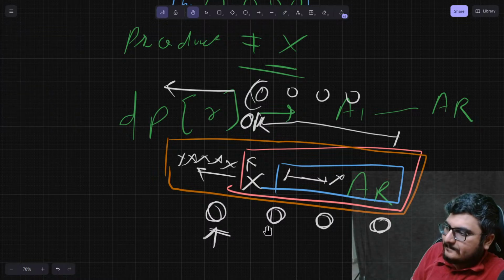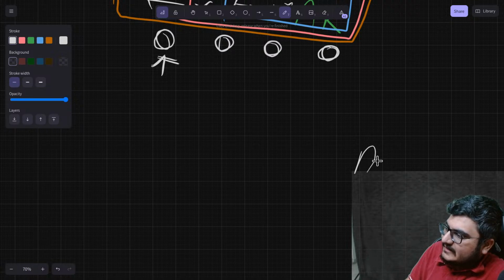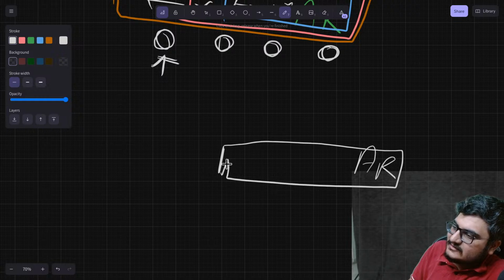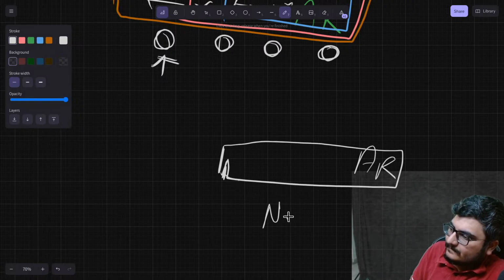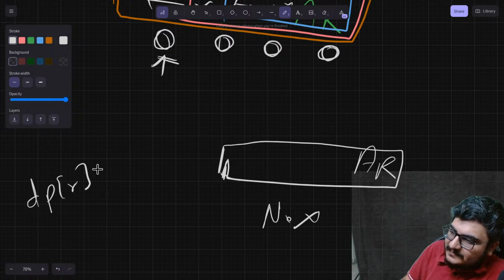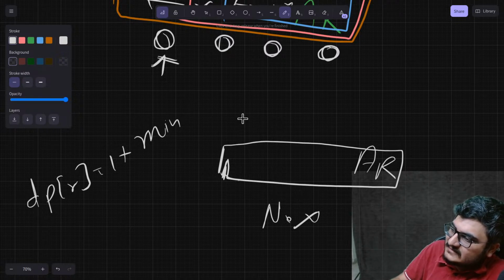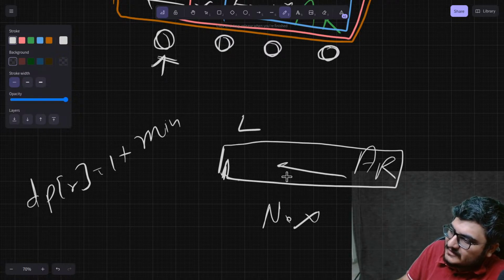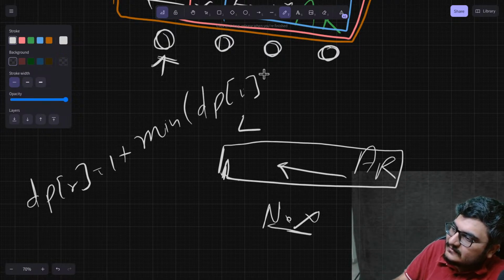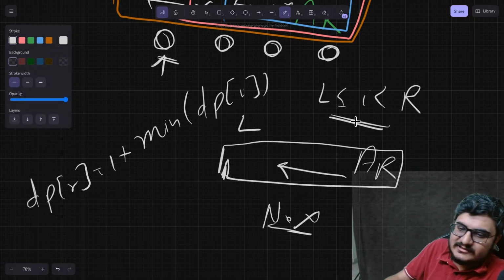So if for every R we can somehow find the maximum value starting with which there is no product X, then what we can do is say DPR is the minimum of 1 plus the minimum of, let's say this is the maximum index L up to which we go with no product X, the minimum of all the values dp i where i is greater than or equal to L and less than R. And essentially that was the solution I had.